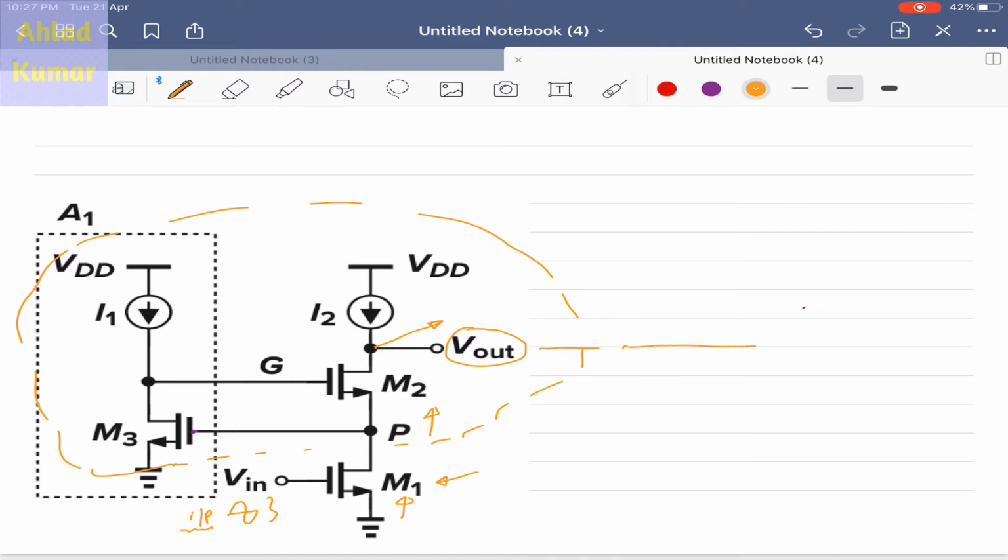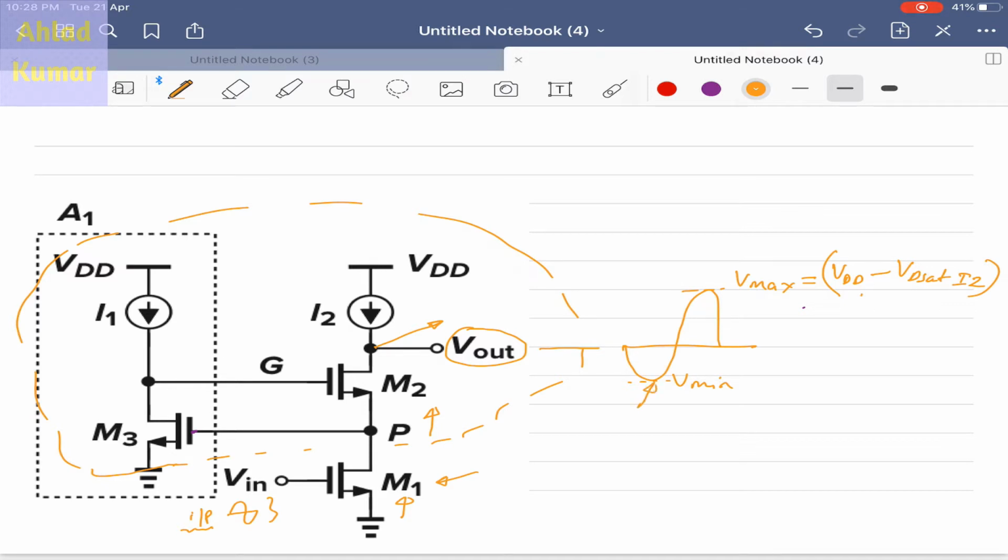So ideally it has to be an inverting amplifier because it's a common source amplifier. So we want to see what is the maximum and the minimum range of this output voltage. As you know, the maximum range of this output signal will be VDD minus VD sat of I2. This is the maximum voltage that the output signal can reach.